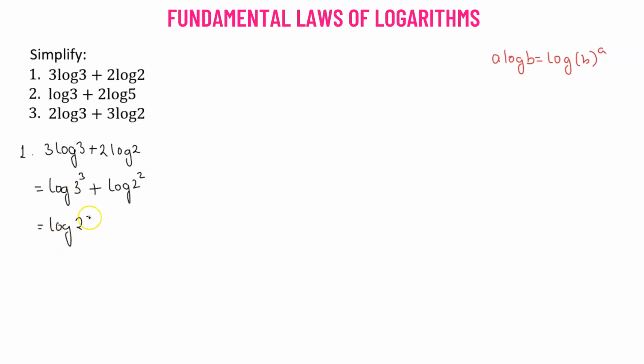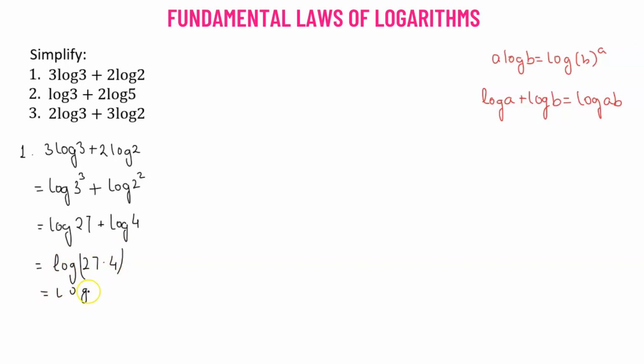So log of 3 cubed is 27, and log of 2 squared, so that's log of 4. Now we will use the next property, which is log of a plus log of b equals log of a times b. Right. So that means we have log of 27 times 4. So log of 27 times 4 equals log of 108. So this is the simplified value of our expression 3 log of 3 plus 2 log of 2.